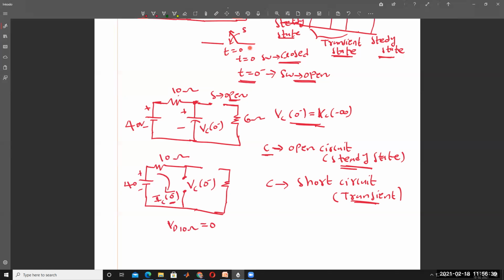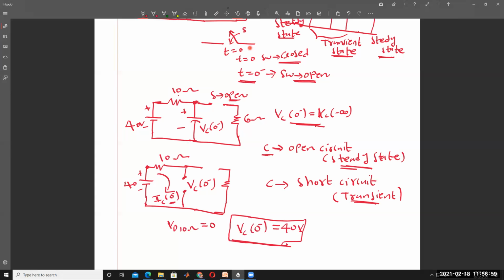So what is the voltage here? The supply voltage, the same voltage across the capacitor. That's why VC of 0 minus is equal to 40 volts. Understood? This is the voltage across the capacitor.